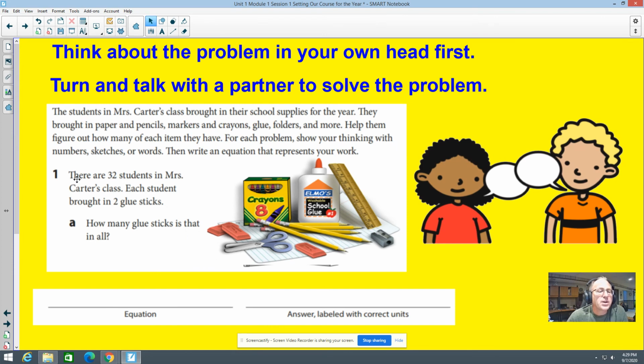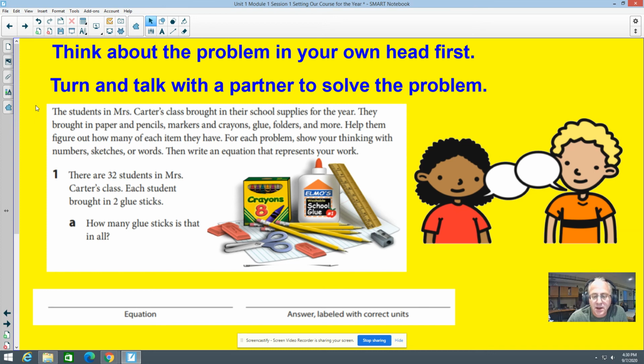There are 32 students in Mrs. Carter's class. So let's pretend now that we don't have the 30, we have 32. So each student brings in 2 glue sticks. How many glue sticks is that in all? And you can solve it in different ways. And if you're not really strong in your multiplication, you can do repeated addition, which is fine at this point, but soon we're going to be using mostly multiplication.